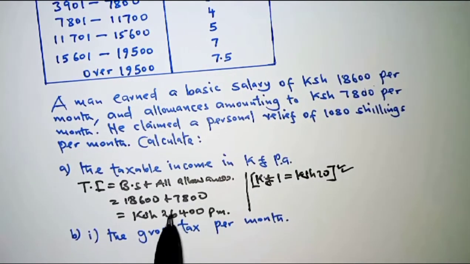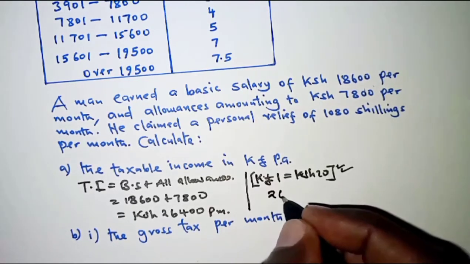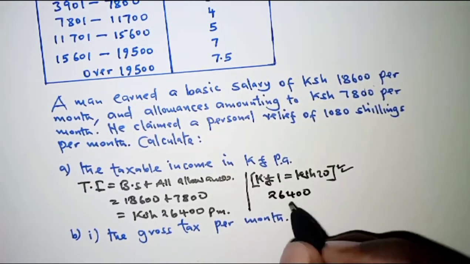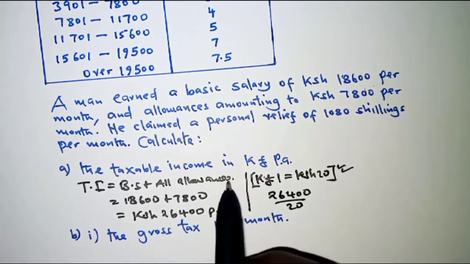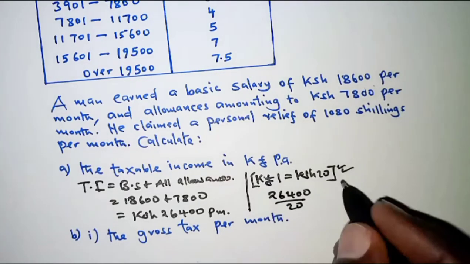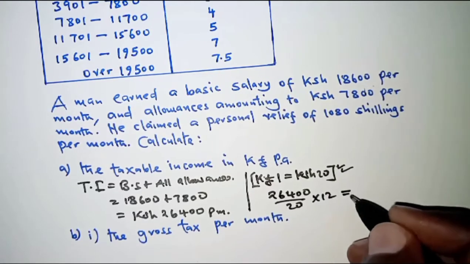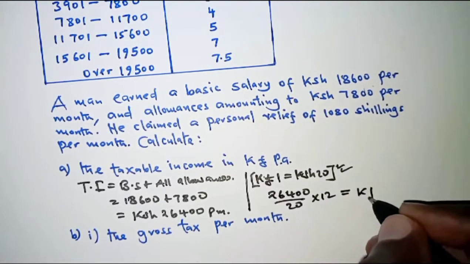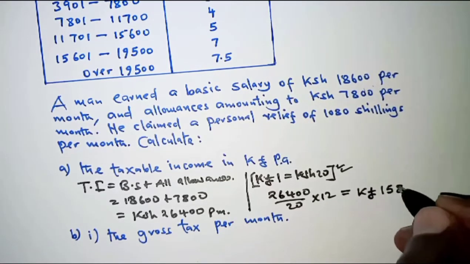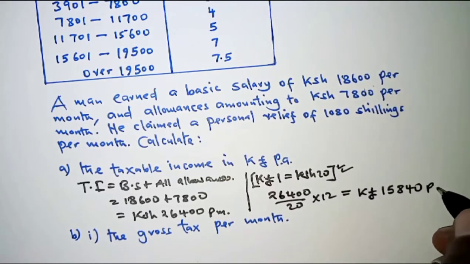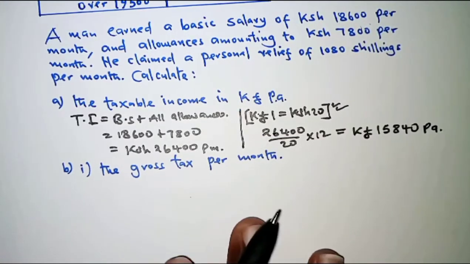So using this, we'll do our conversions as follows. So we have 26,400 into Kenyan pounds. We divide it by 20. And because we're required to give our answer per annum, then we'll have to multiply by 12 months. And this should give us, in Kenyan pounds, 15,840 per annum.